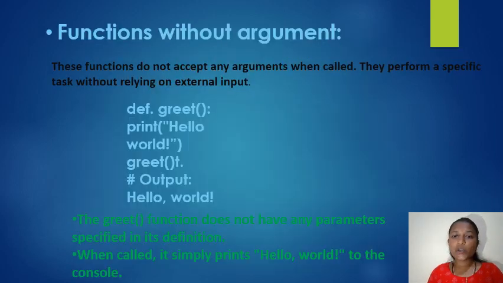Next is functions without arguments. These are functions that do not accept any arguments when called. They perform a specific task without relying on external input. For example, a small program: def greet, print hello world, then call greet. The output will be hello world. The greet function does not have any parameters specified in its definition. When called, it simply prints hello world to the console.